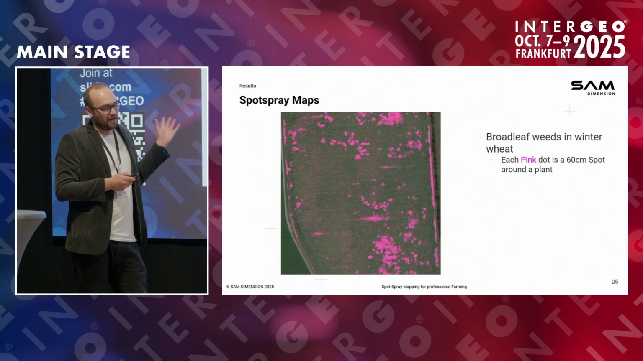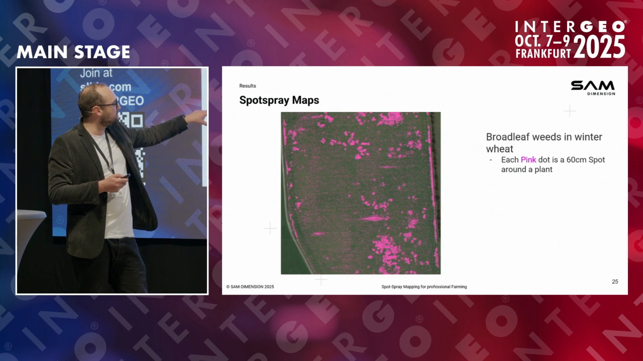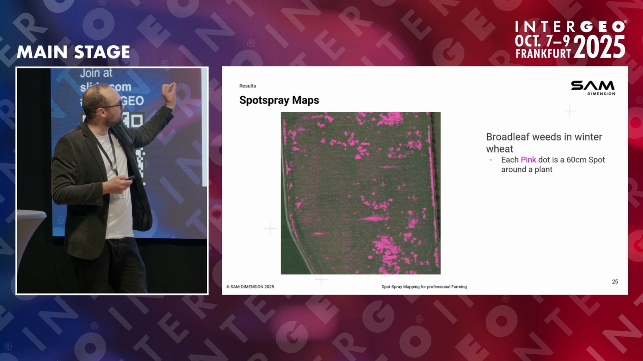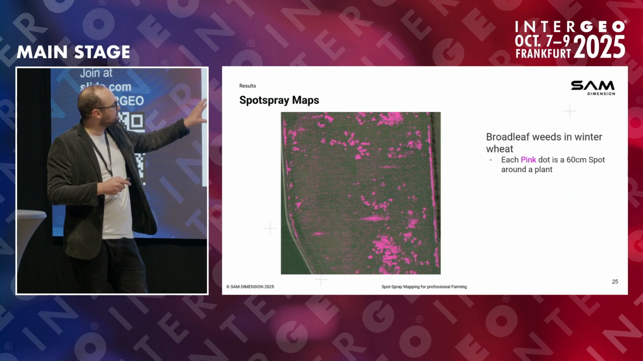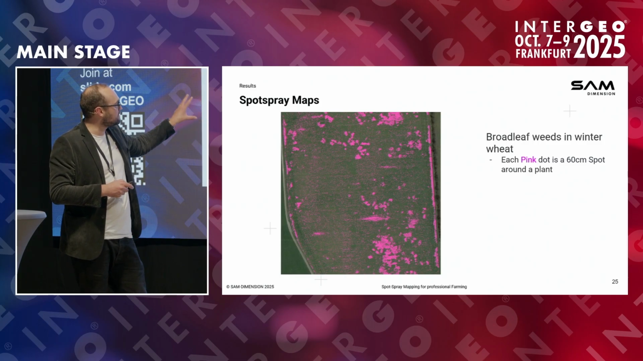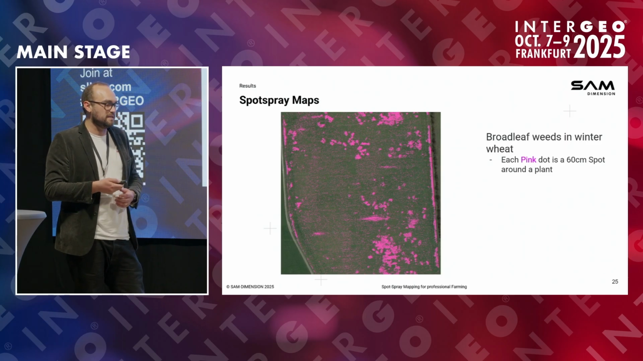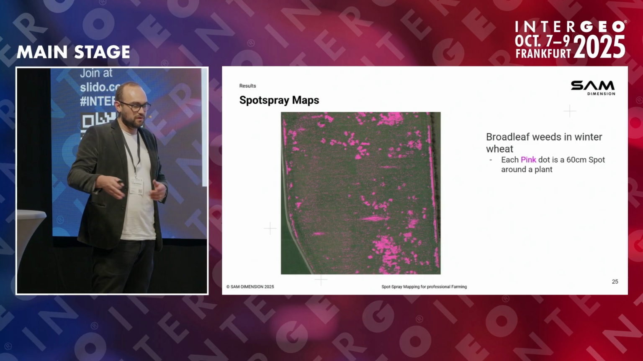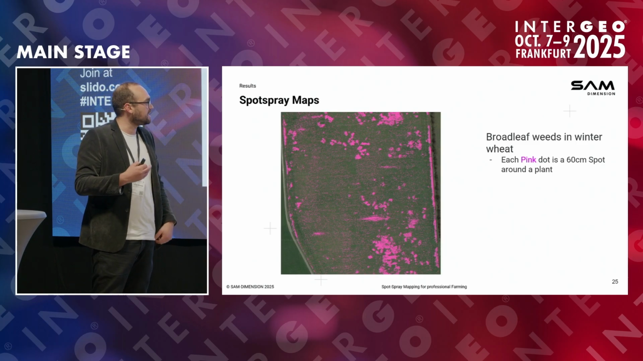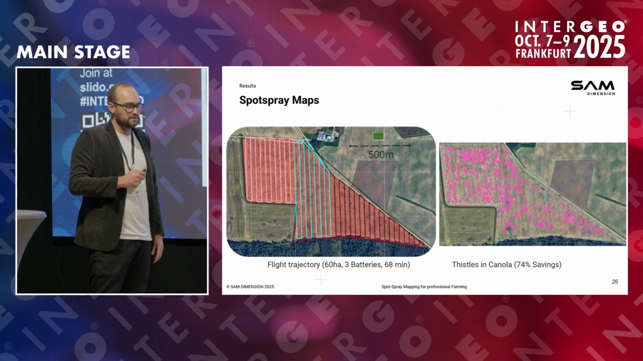Finally, this is how a map of ours looks like. You see all these pink areas. Each of the little dots is a 60-centimeter spot around a detected plant. And you see how these plants don't grow randomly, so they form clusters. And this is what you use with the technique. If they were random, with boom control and section control, it's hard to save something, but usually they grow in these big clusters, and that gives then the actual savings.